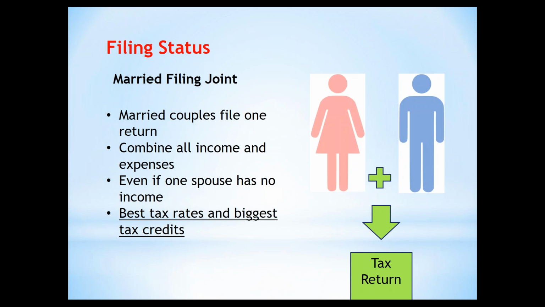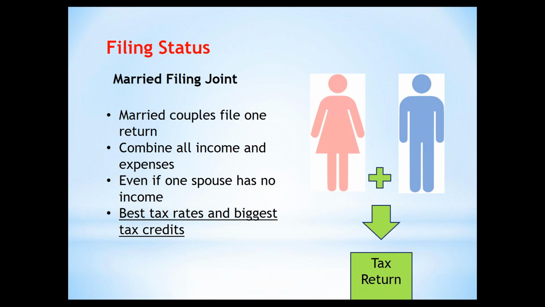So, married filing joint return. This is the most advantageous filing status that you can choose for someone. The couple does have to be married, and it combines all the income and expenses and household situations for the couple onto one tax return.